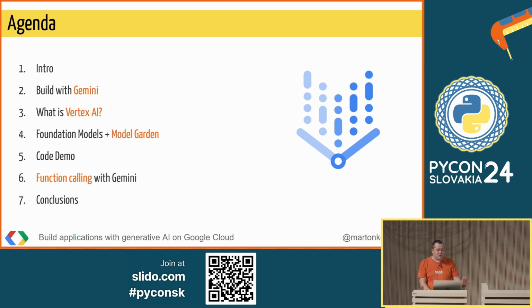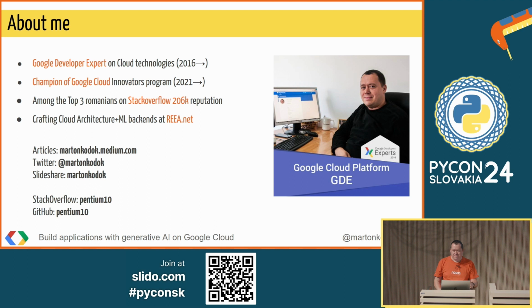We have a short intro section. We will see what you can build with Gemini, or Gemini, whatever you pronounce it. And then we will see what Vertex AI is, because this is the name that you will need to understand in order to use Model Garden and, for example, to run function calling, which I actually want to end up using as a demo itself.